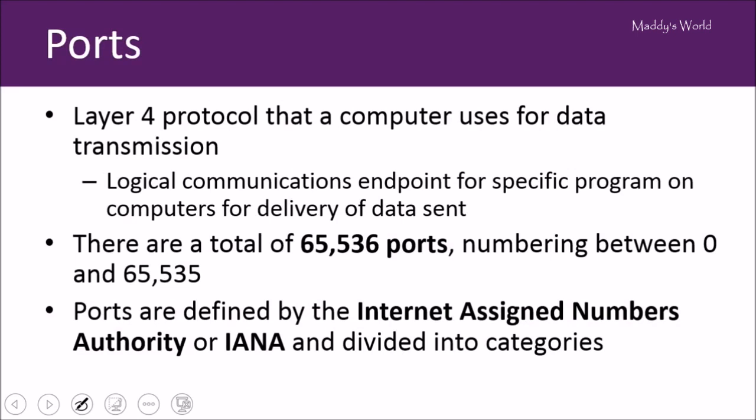All right. Another construct at the TCP layer, or at layer 4, the transport layer, is ports. Ports are used for sending and receiving data transmission, right? All that ports are is they're like little doorways that are dedicated to specific programs or specific types of data and protocols. There are a total of 65,536 ports. They're all numbered between 0 and 65,535. That's a lot of ports to remember.